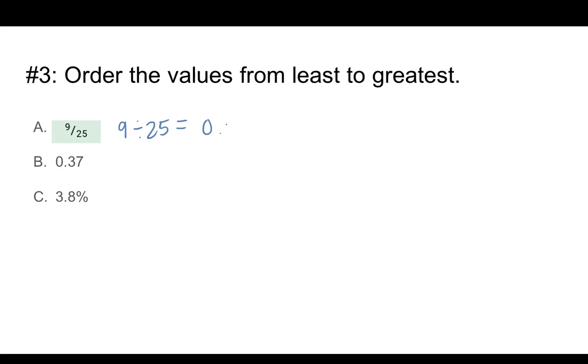That's going to give me 0.36. 0.37 is fine. It's already in a decimal. And then 3.8%, well, to turn that into a decimal, we're going to go to the left twice. To the left. Put a 0 there. That's going to be 0.038. Make sure you don't confuse that with 0.38. There's that 0 there. Okay.